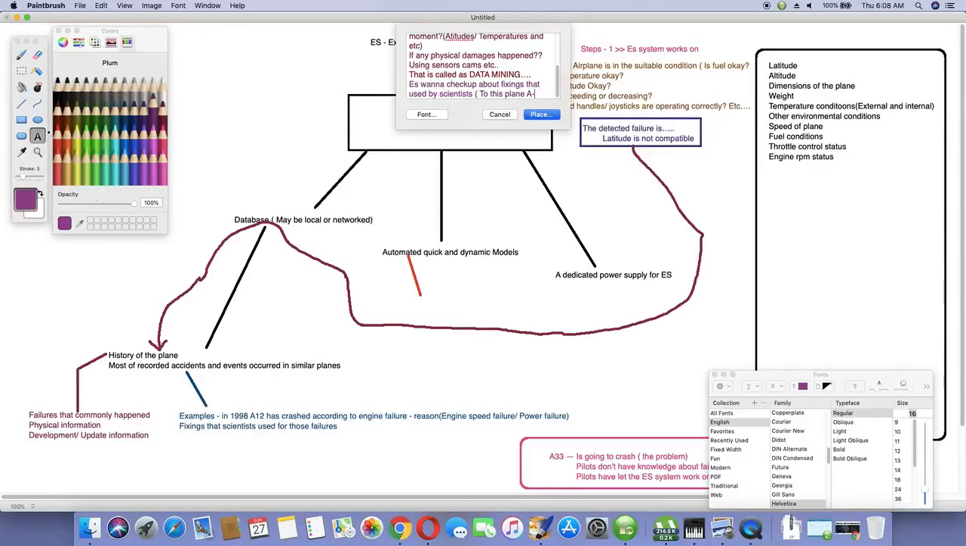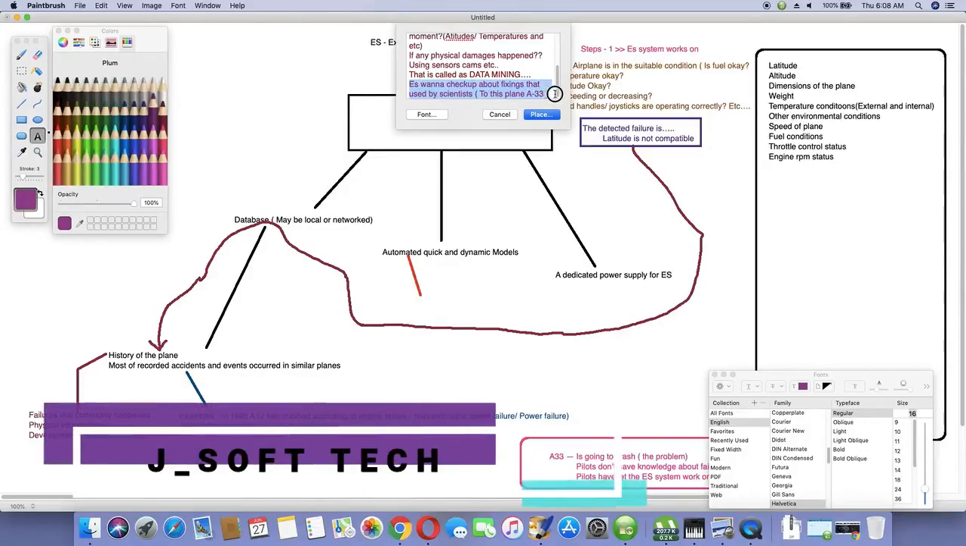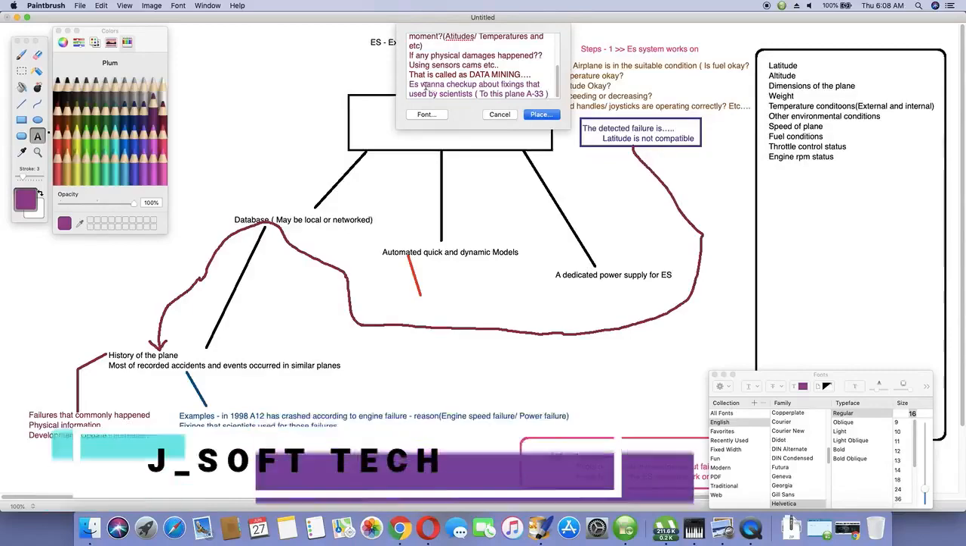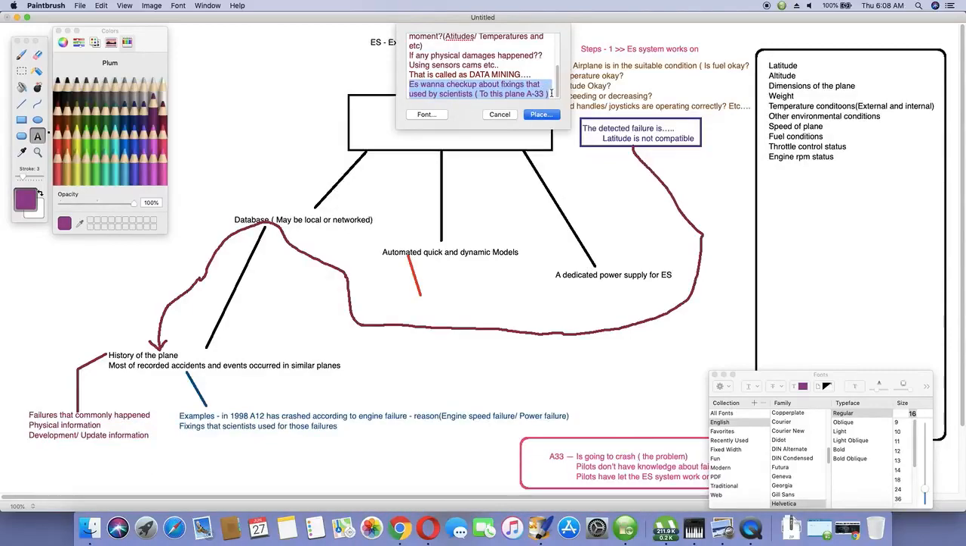A30, because if the errors have been fixed, when we are taking a look at that history, maybe the scientists have fixed some kind of errors. So the ES system wants to know about this also, because there is no need to worry about fixed reasons. So now we are trying to find what those fixings used by scientists are.